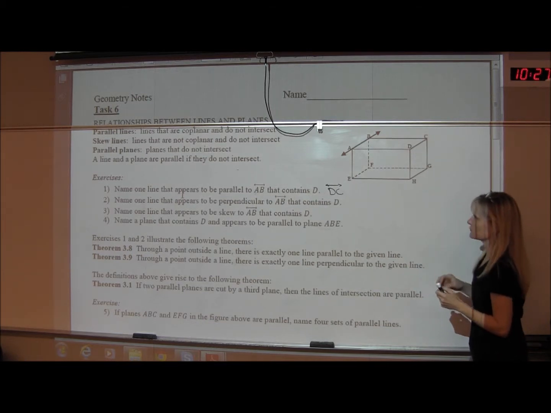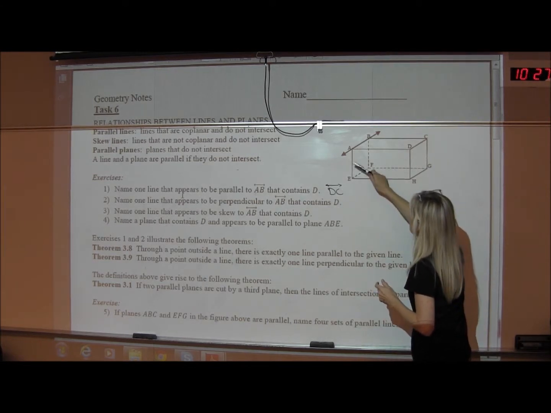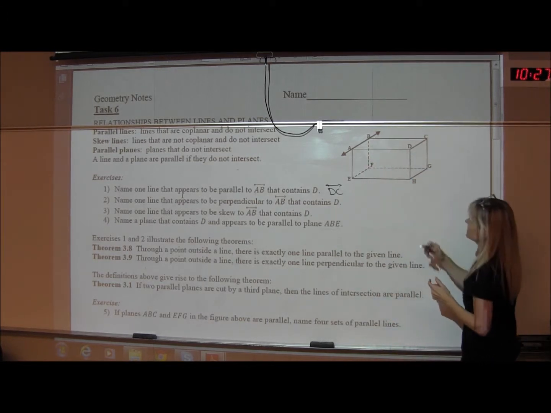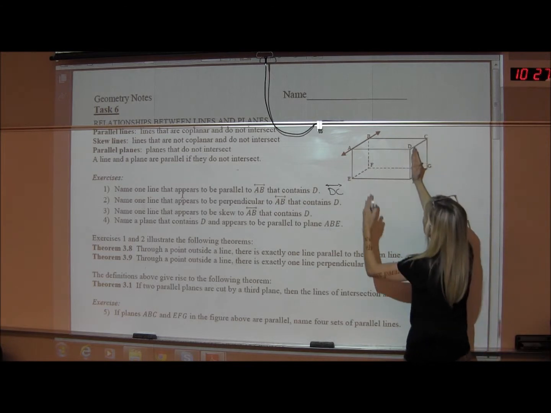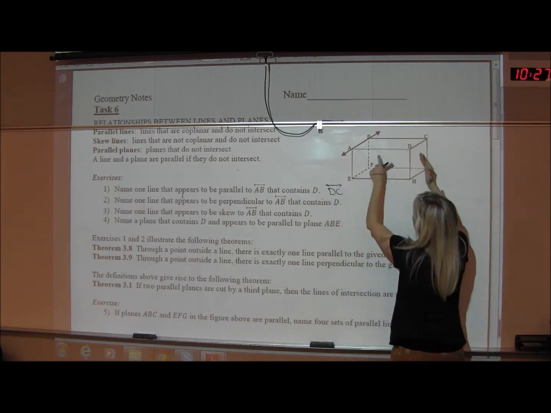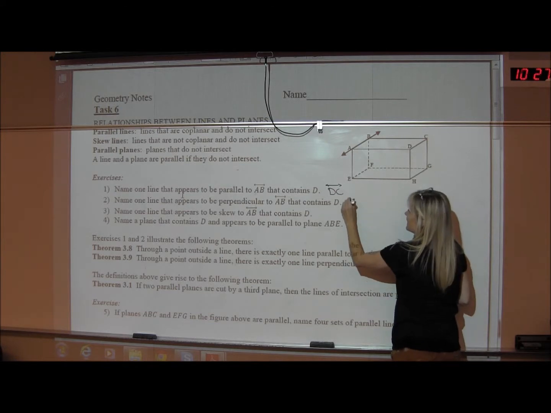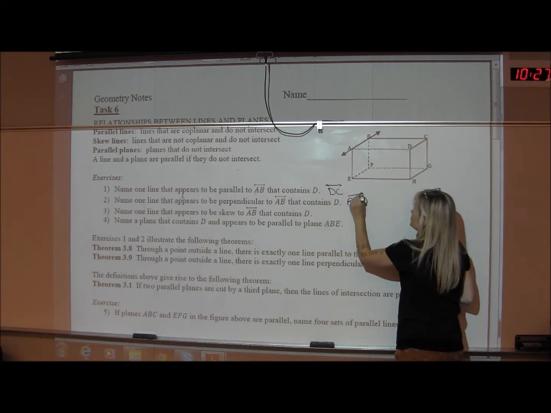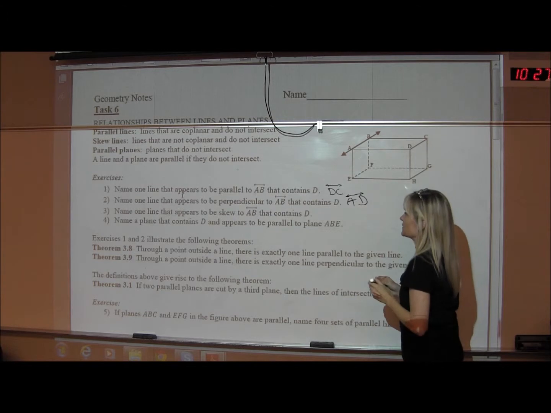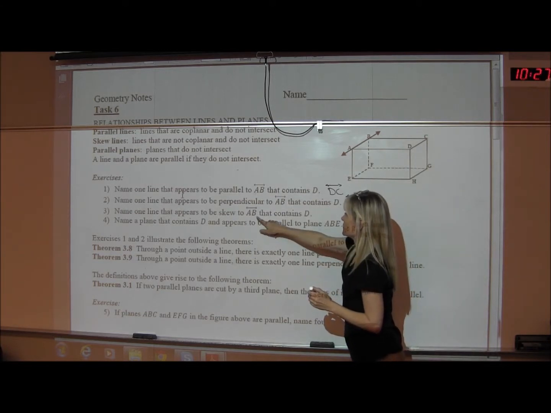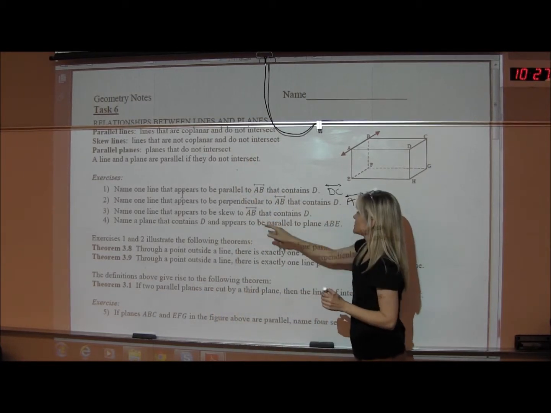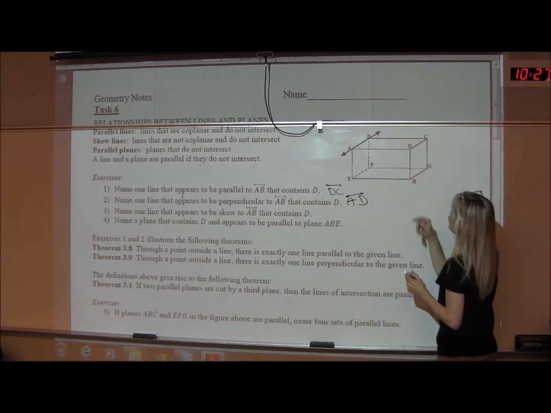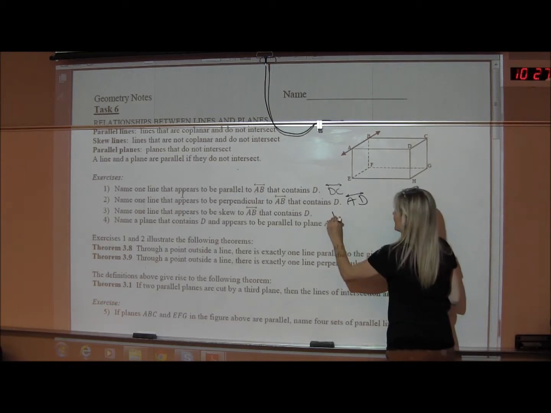Okay. Name one line that appears to be perpendicular to AB that contains D. HD. Now, does that appear to be perpendicular to AB? Or can you see another line that appears to be? Yeah, AD. I agree. Okay. And then we're going to name a line that appears to be skew. Now remember, skew lines are not coplanar and do not intersect. Appears to be skew to AB and contains D. HD. I agree.